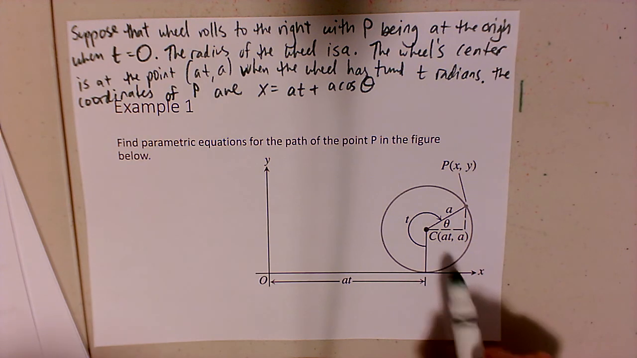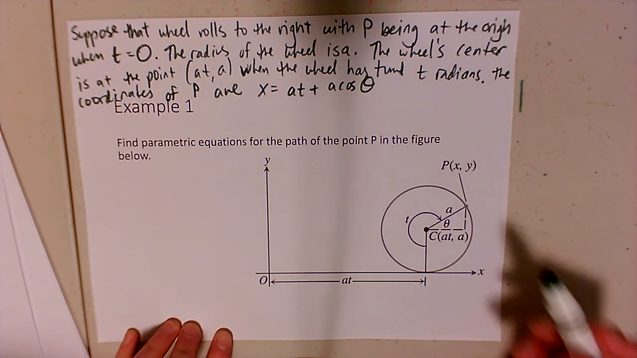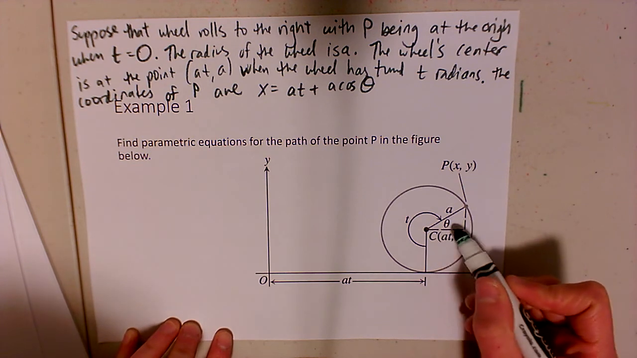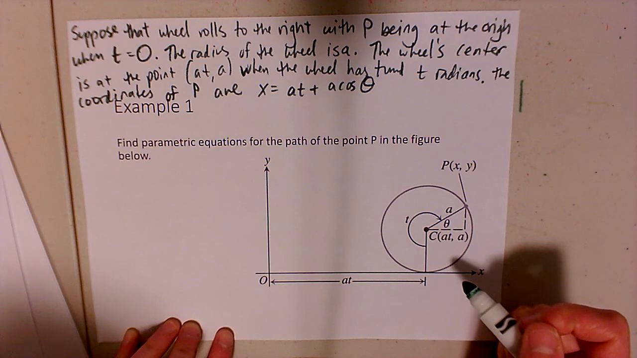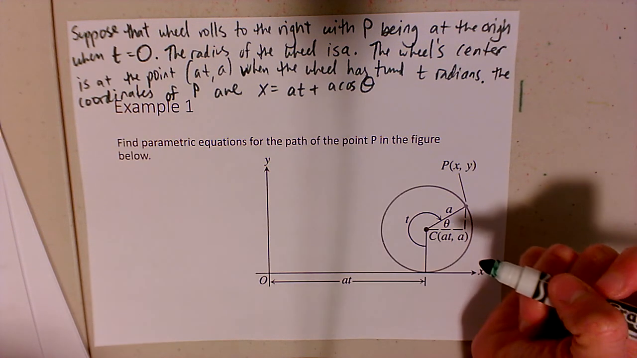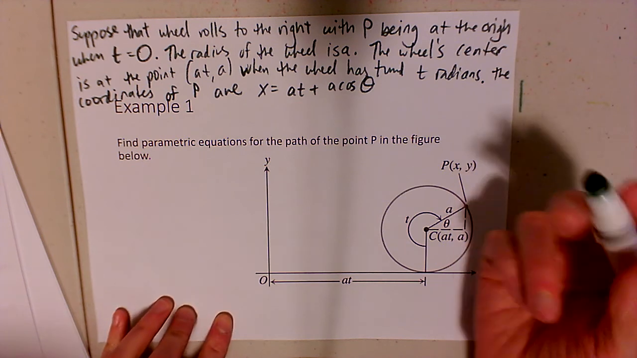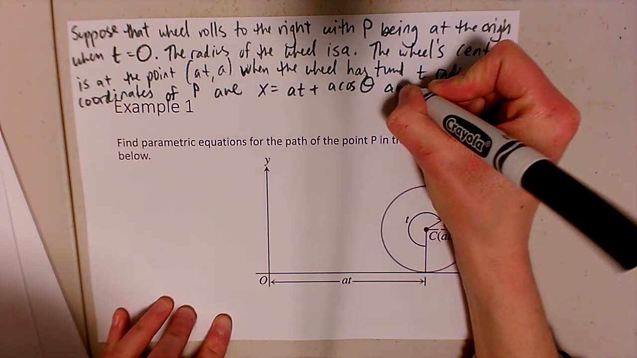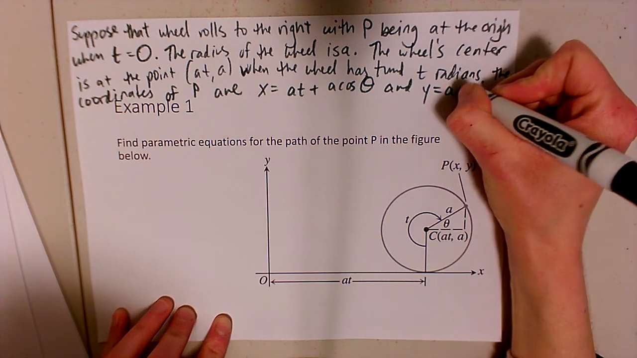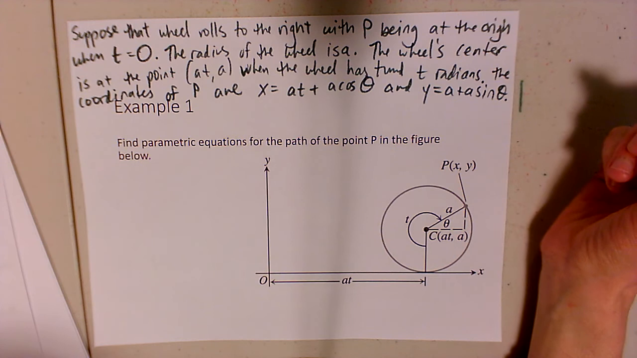So where we're getting this cosine is from our right triangle. Okay, if we set up a right triangle right here, then we can use this to find our relationships, and we can get AT plus A cosine theta as our equation for x. So then in that case, if that's x, then y is going to be A plus A sine theta. Okay?